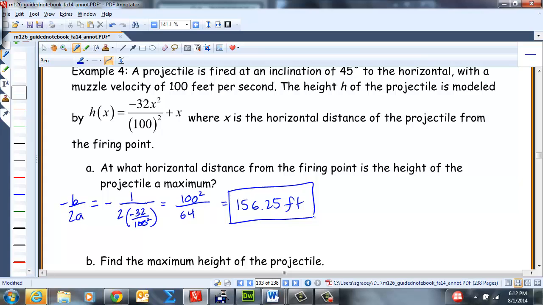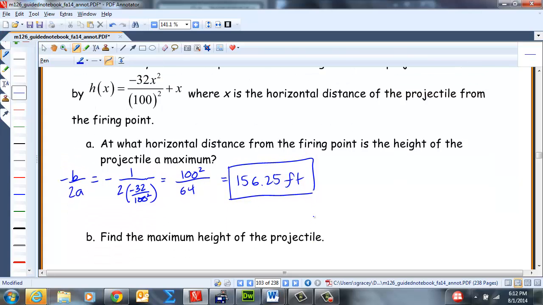Now let's find the maximum height. We are going to evaluate h at 156.25. So that'll be negative 32 times 156.25 squared over 100 squared plus 156.25.